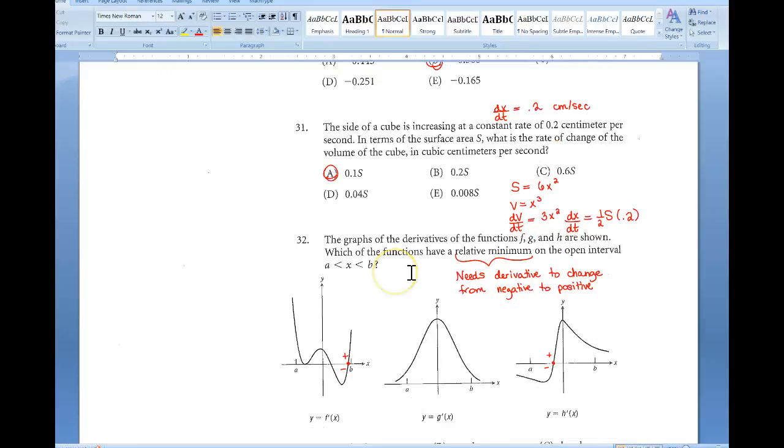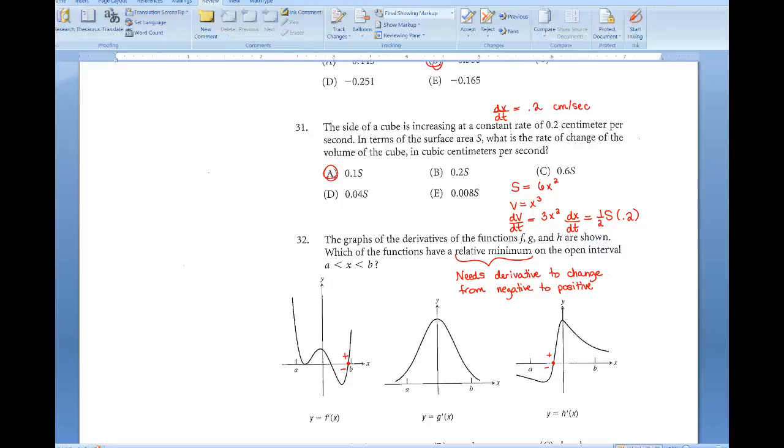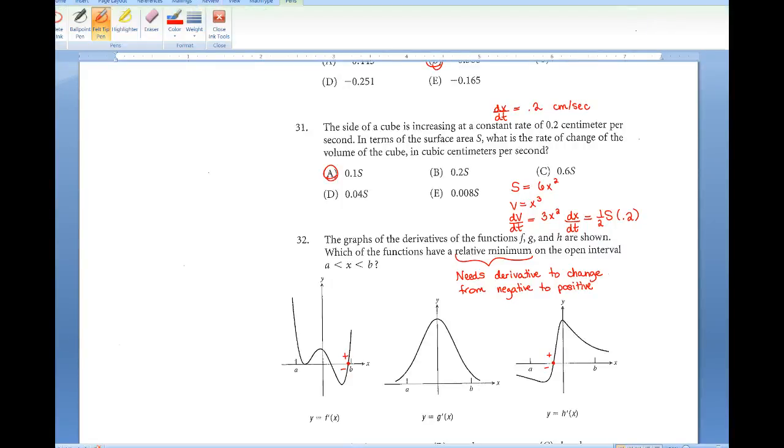Okay, so the side of a cube is increasing at a constant rate of 0.2 centimeters per second. As soon as you see something like a rate and it says centimeters per second, that is a related rate. I said dx/dt. You could use ds/dt for the side. And then in terms of the surface area, S, what is the rate of change of the volume of the cube?